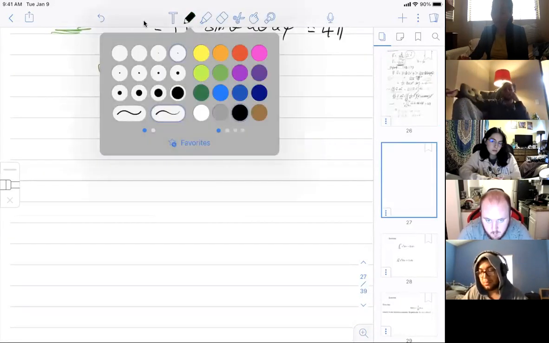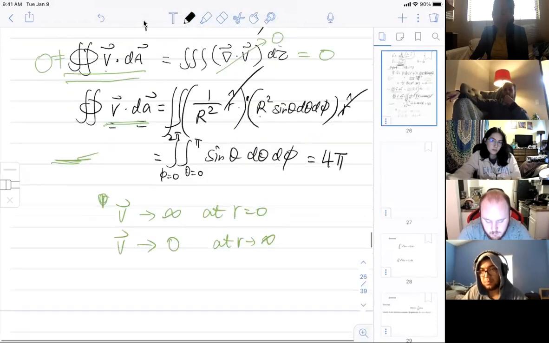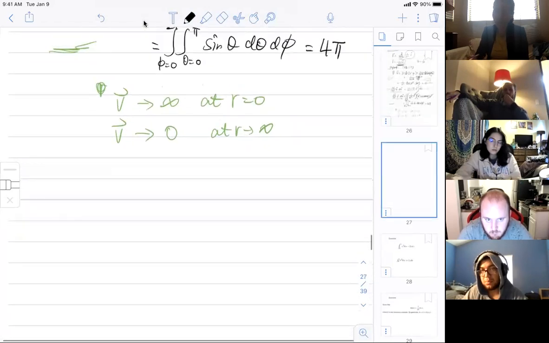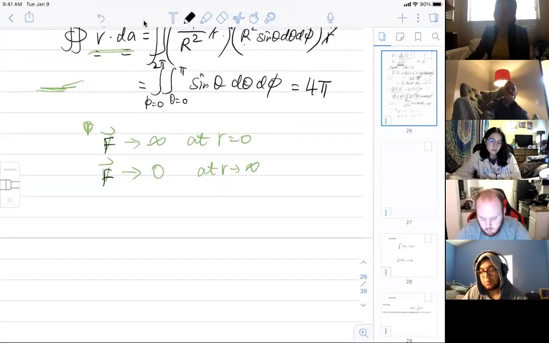Dr. Ryan, why would you have a potential that goes to infinity at the origin? It's not a potential. I use V to represent it, but it's just some kind of variable V. Okay. Sorry for the choice of notation. I should have said F. I'm sorry.